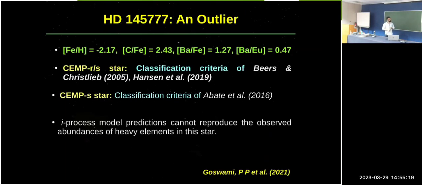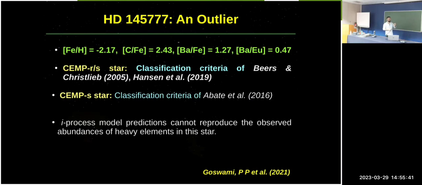Our second project was motivated by an outlier, HD 145777. This is a very metal-poor star with metallicity -2.17. The abundance of carbon is also very high. Barium by Fe is 1.27, and barium by europium is 0.47. So we could not classify this object based on any existing classification schemes.